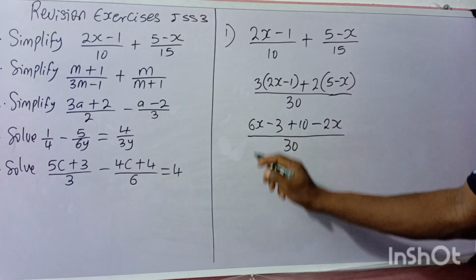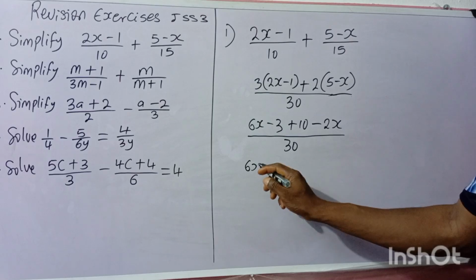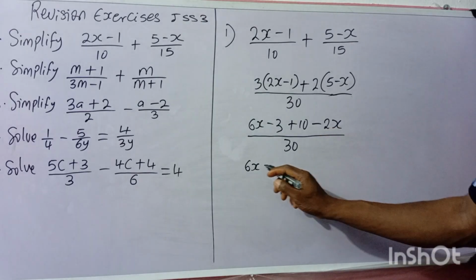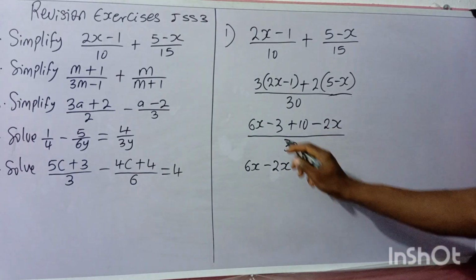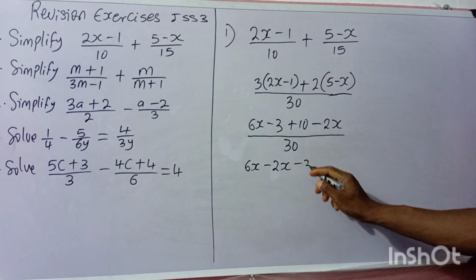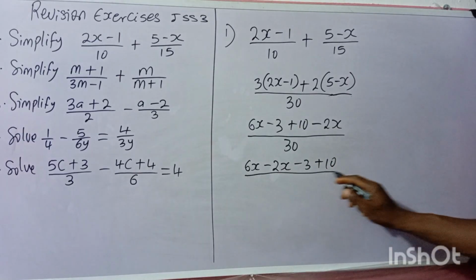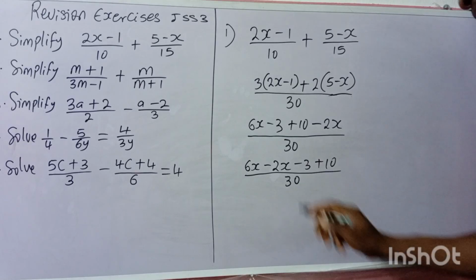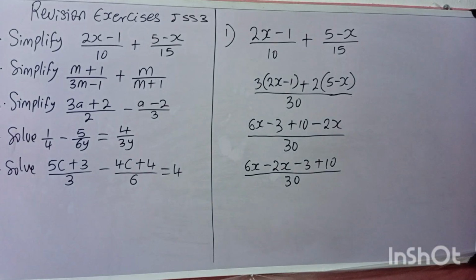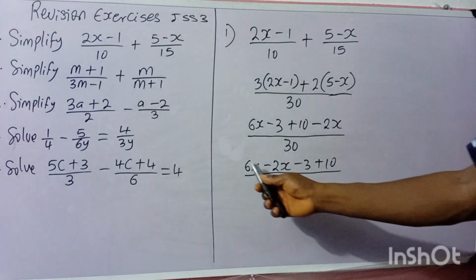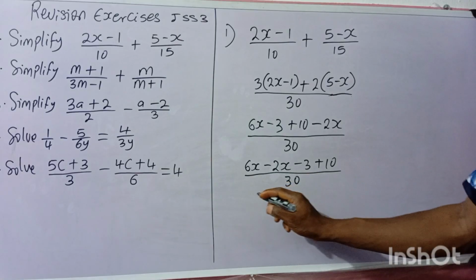All right, so now we have it as 6x, collecting like terms, minus 2x. Then we have minus 3 plus 10. That is collection of like terms, all over 30. Then from here, we can bring together the like terms. 6x minus 2x will give us 4x.